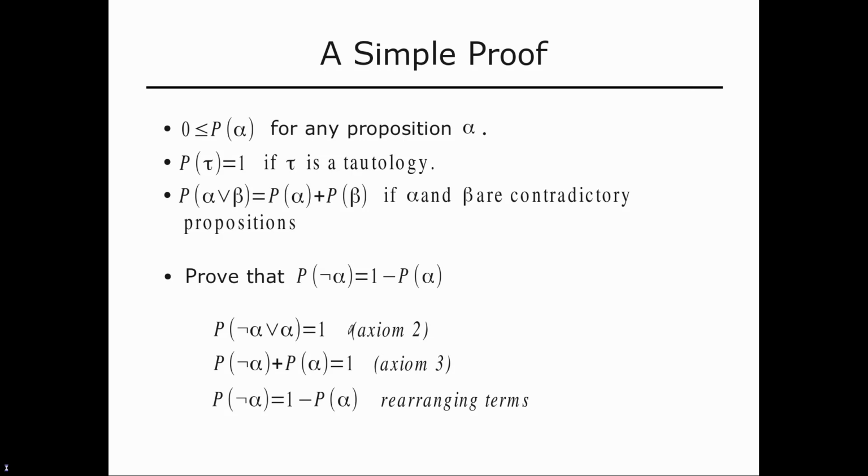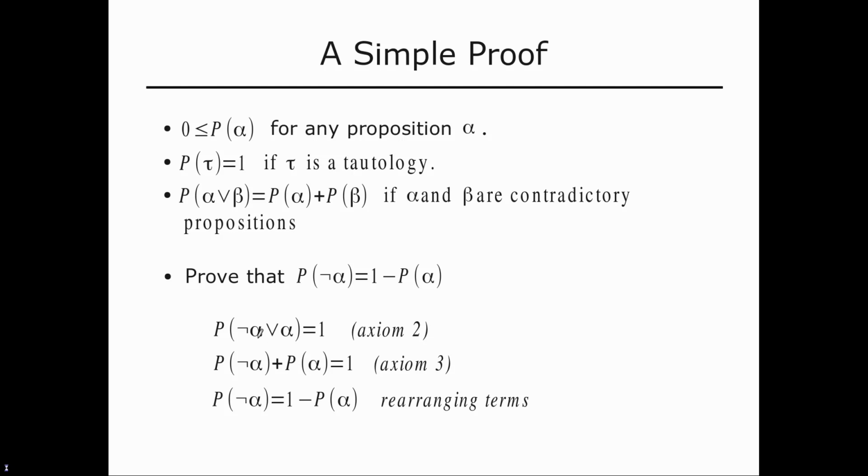I can use axiom 2 to say this: the probability of not alpha or alpha equals 1. So this is a tautology. It's definitely true that not alpha or alpha must be the case. And the probability of a tautology is equal to 1. Check. And then from there, I can go to this using axiom 3.